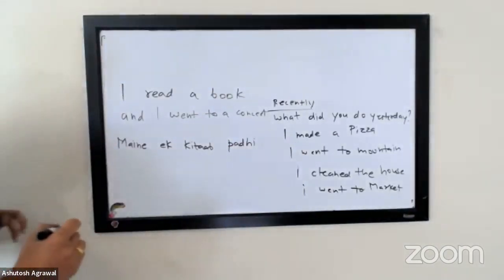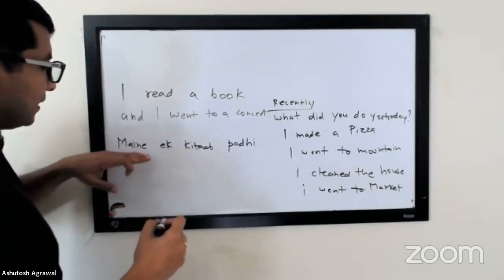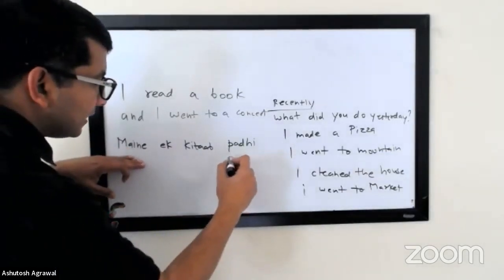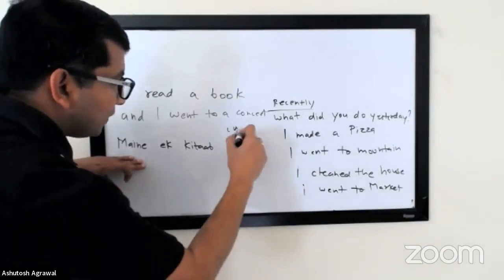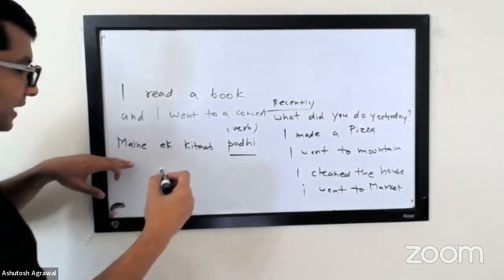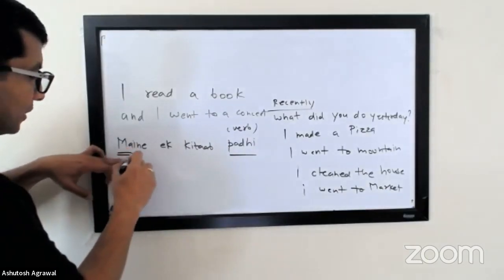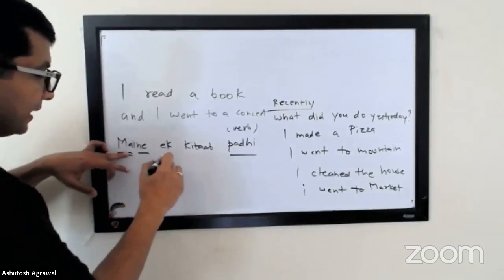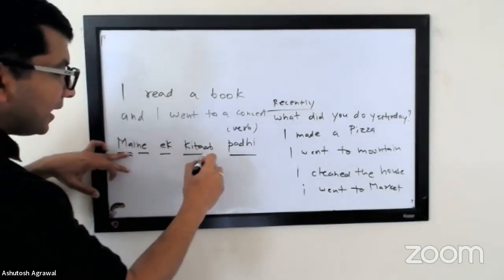Okay. So when we do recent past, basically what happens is you're looking at the verb that you have, whether it is transitive or intransitive. If it is transitive, you add ne with the pronoun. मैंने एक किताब and then पढ़ी.